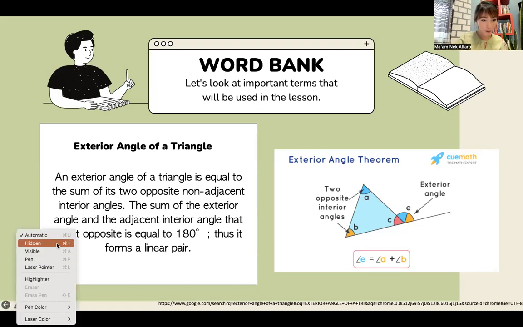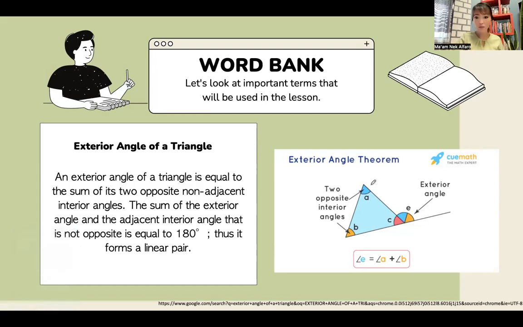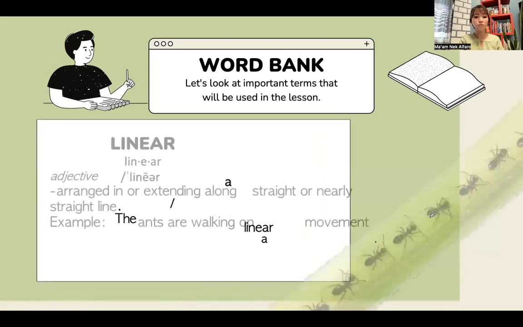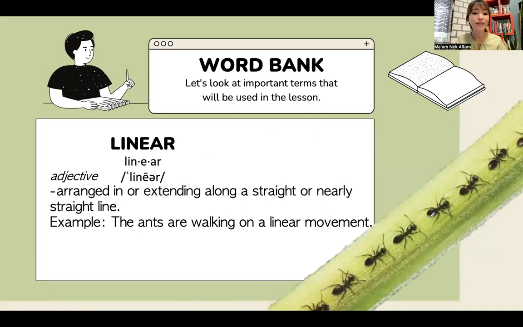Let me use the pen so you can see. Alright, so we have angle A, angle B, and angle C. Those are interior angles. So this side is extended. Thus, it forms angle E. This is called the exterior angle. Now, if we add the measure of angle A and the measure of angle B, it is equal to the measure of angle E. All right? Next, we have the second word, linear.